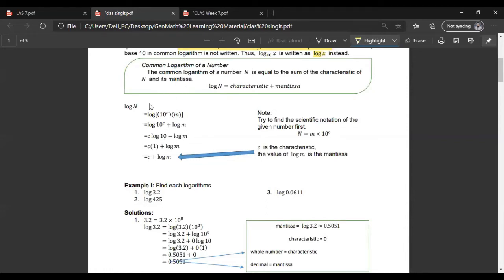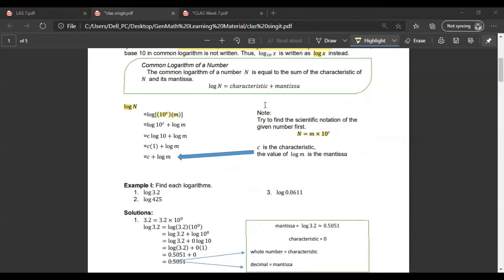So, sabi, the common logarithm of a number, n, is the sum of the characteristic and mantisa. Ngayon po, let's have, kunwari, logarithm of n, and ang scientific notation ng n is m times 10 to the c. General muna tayo, class, bago tayo magbigay ng examples. As I've said earlier, logarithm of n is the sum of the characteristic and mantisa. Later, we will give definition to characteristic and mantisa.